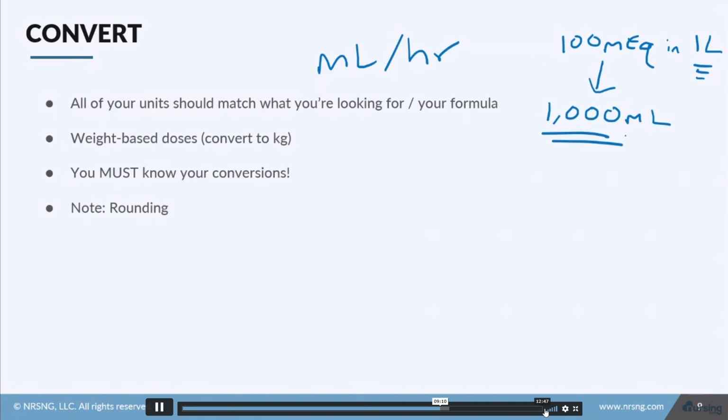Again, we're just doing that conversion. This is also where you can do a weight-based conversion if you have it. You just have to know your conversion factors. We do have a whole cheat sheet on it attached to this lesson. You just have to know them, okay?